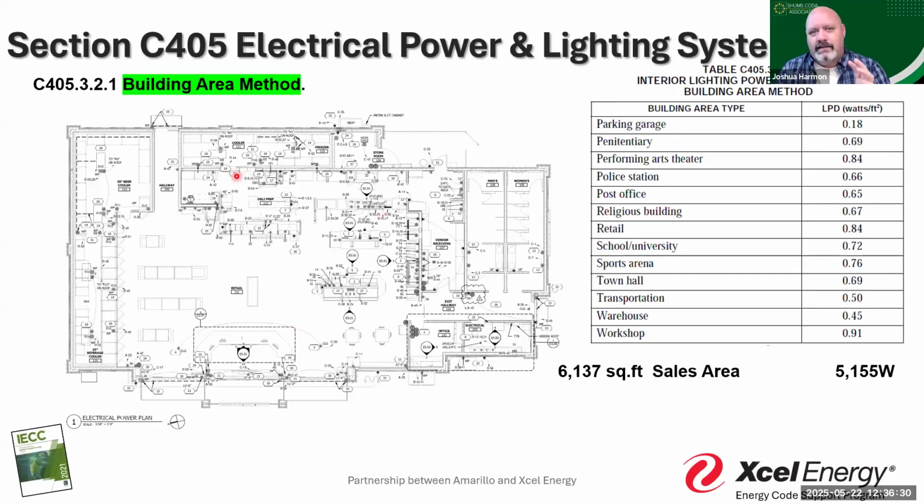So if I've got this example here, which is a convenience store, and I go to this convenience store and I see it's a retail space, and I see I'm allowed to have 0.84 watts per square foot. I take the 6,137 square feet of the sales area, right? I multiply it by the 0.84 and I get 5,155 watts of power. That's how much power I can use for lighting.